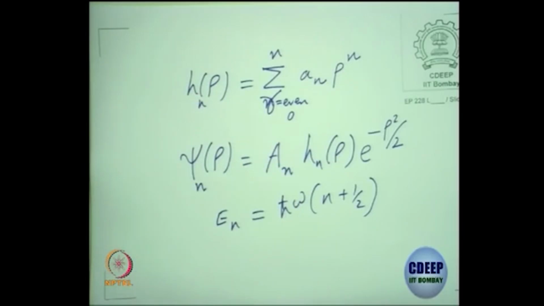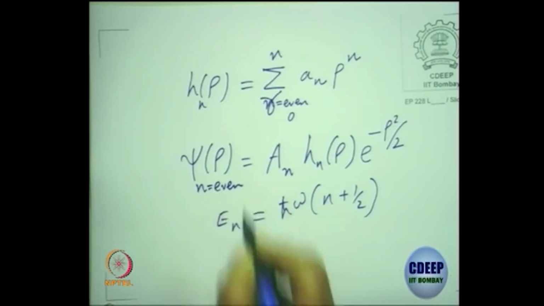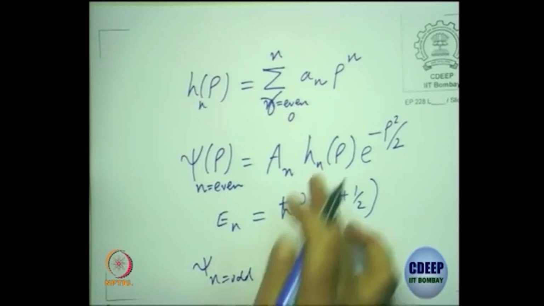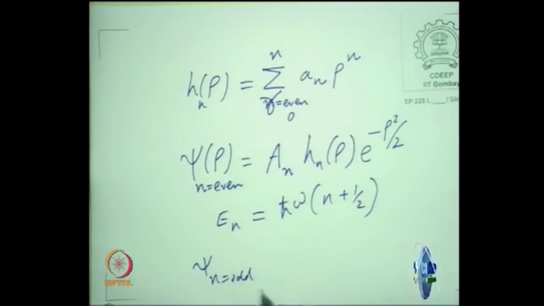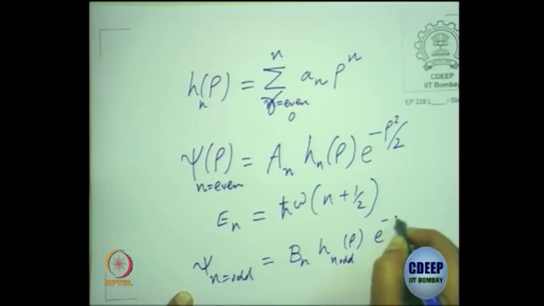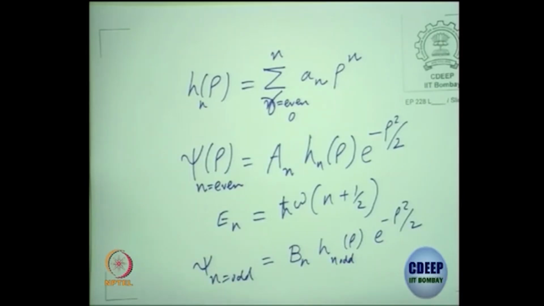Another possible solution is where n could be odd. So this is n even. You can also have a similar solution for n equal to odd, but the Hn series will involve only odd powers. So these are the possible solutions whose finite power series can be determined from the time independent Schrodinger equation, and you can compare with the special functions later. This is one route a person who doesn't know the solution to the complicated differential equation can actually do it this way.